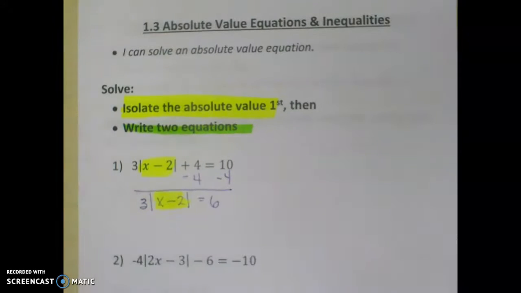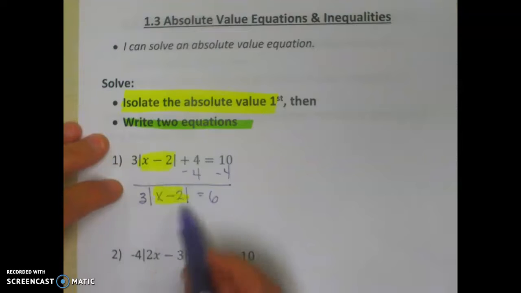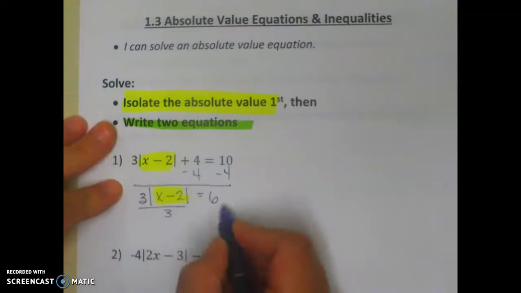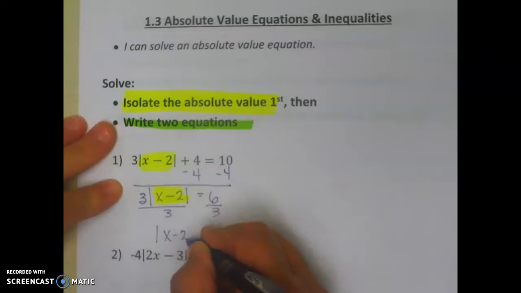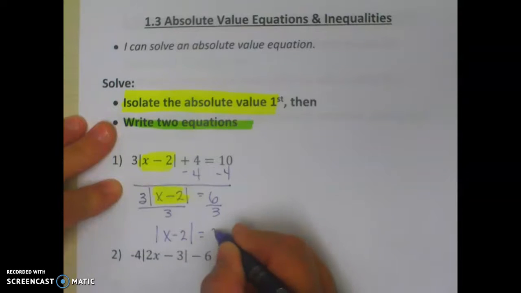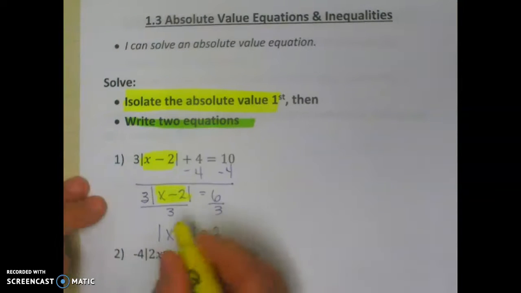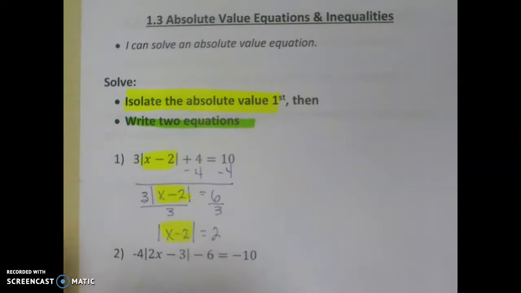Again, I'm isolating that absolute value so I can get it by itself. In order to get that by itself, if you look at that as an entire unit, then I'm going to divide by 3. And then I've got the absolute value of x minus 2 equals 6 divided by 3, which is 2. Now I'm finally at the point where I have the absolute value by itself. That was the first step. The second step then is to write two equations.